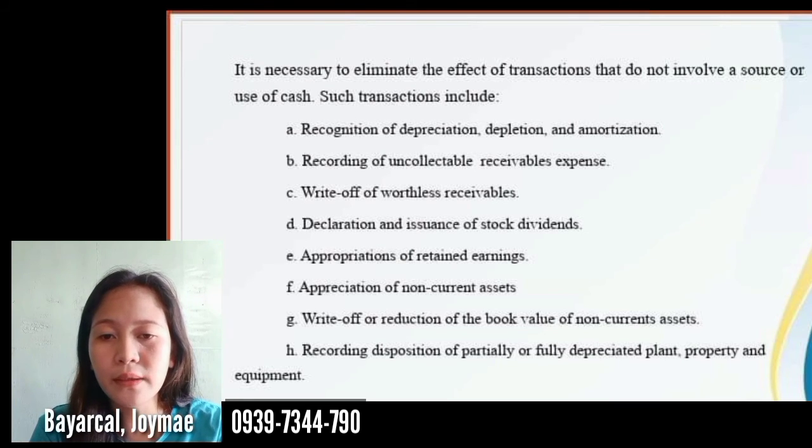Such transactions include: A. Recognition of depreciation and amortization. B. Recording of uncollectible receivables expense. C. Write-off of worthless receivables. D. Declaration and issuance of stock dividends. E. Appropriations of retained earnings. F. Appreciation of non-current assets. G. Write-off or reduction of the book value of non-current assets. And H. Recording disposition of partially or fully depreciated plant, property, and equipment.